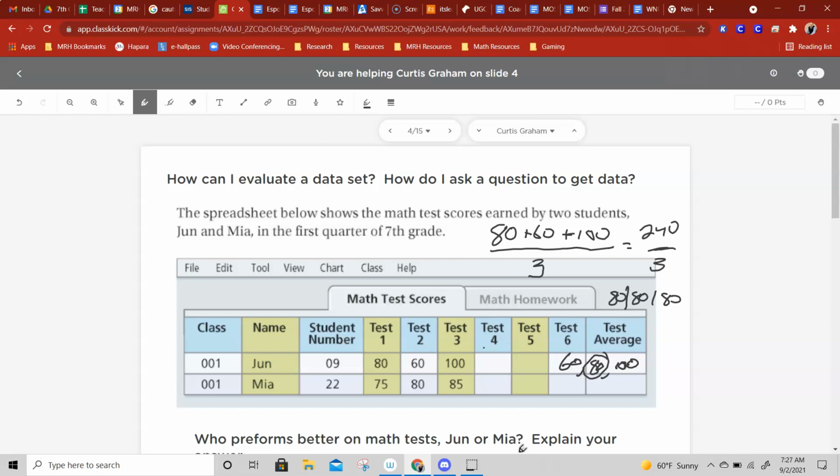Next one was range. Range is your highest to your lowest. From 60 to 100, there's 40 spaces. You could do 100 minus 60 to get that answer. So 40 will be our range.